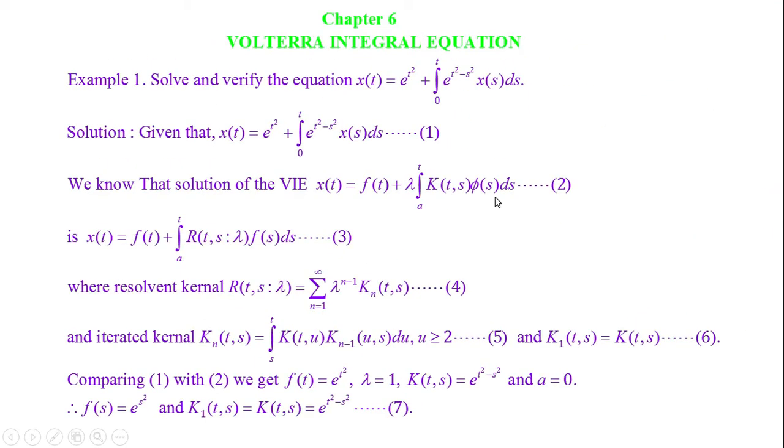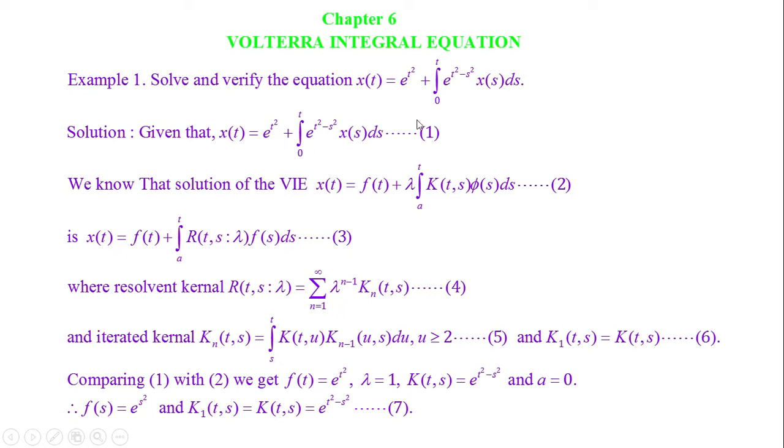Let's have a look at an example. Here an equation is given, we have to solve it. The equation is x of t equals e to the power t square plus integration over 0 to t of e to the power t square minus s square x of s ds. This is the Volterra integral equation of second kind.